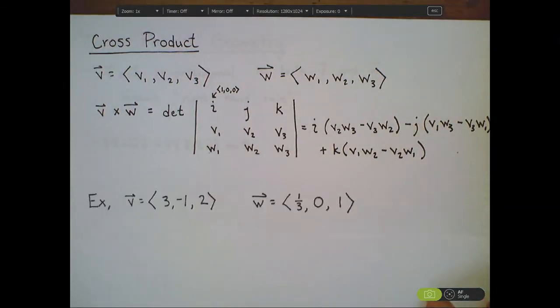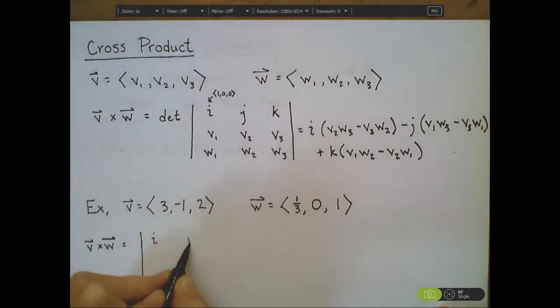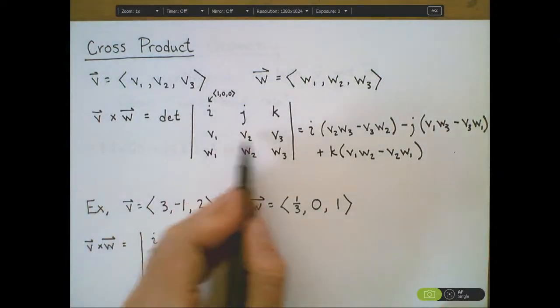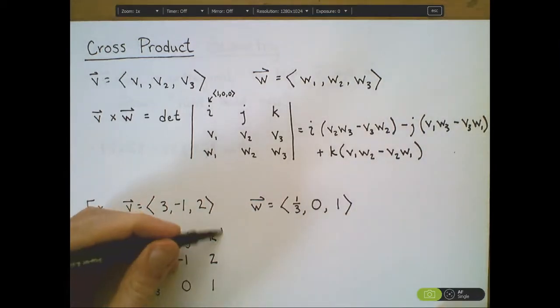So let's go ahead and compute an example of this to see what this actually looks like and what the output ends up being. So let's look at v crossed with w. It's going to be the determinant of the matrix i, j, k, multiplied by, I'm going to write out my vector v next. Notice order does matter. We'll talk about that in a second. 3, negative 1, 2, and then my vector w, which is 1/3, 0, 1.